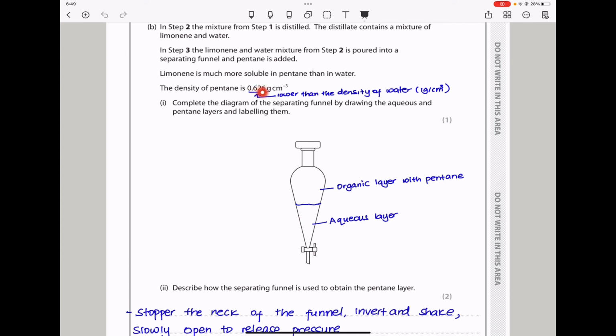Here we need to look at the density of pentane given. It is 0.626 gram per centimeter cubed. However, the aqueous layer has a density of about 1 gram per centimeter cubed. It means water or the aqueous layer is denser than the pentane layer, so the organic layer is going to be at the top and the aqueous layer is going to be at the bottom. So this is my diagram here.